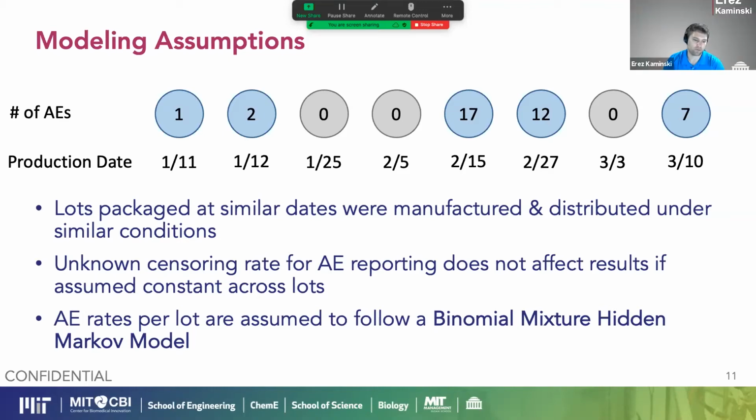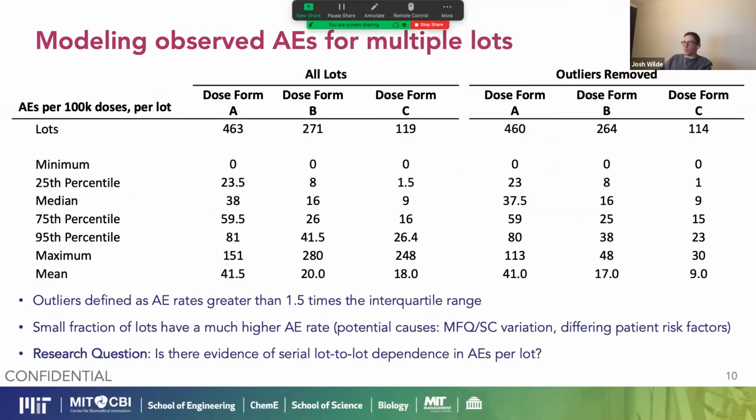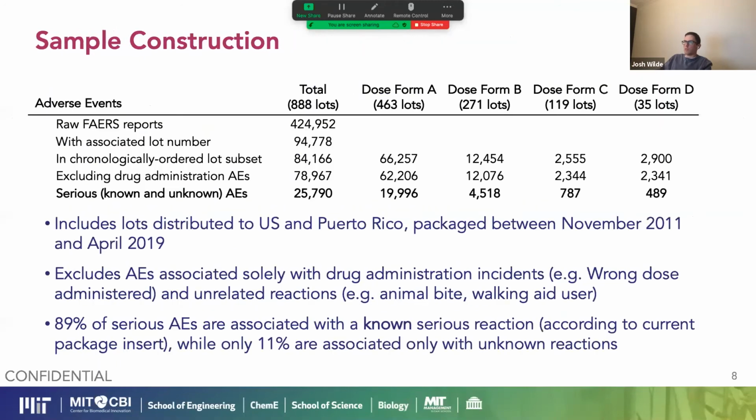Yeah, okay, thank you. Is there only one manufacturing site per country? Because you said that you know the country that it was manufactured in, but it could be. So we know, we don't actually know the manufacturing site in this case. We know where the lots were distributed to. So there could be multiple manufacturing sites.